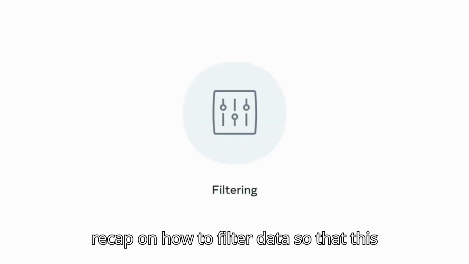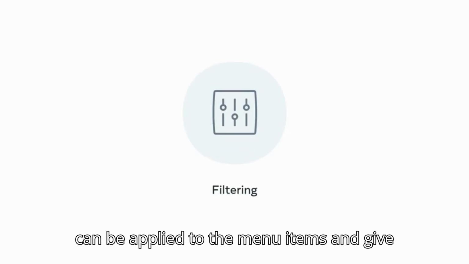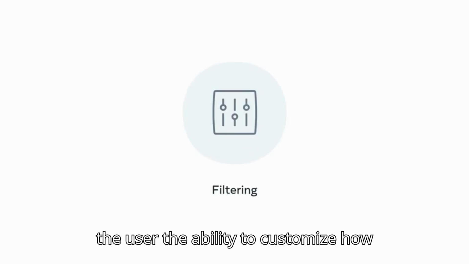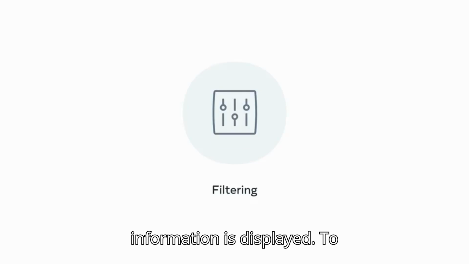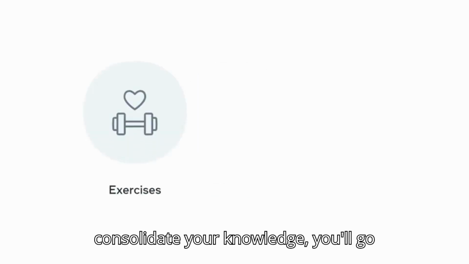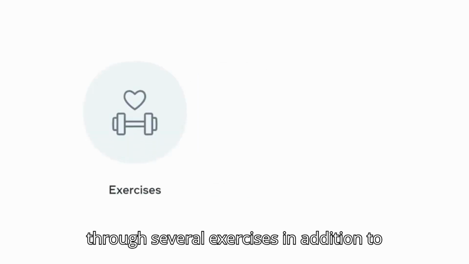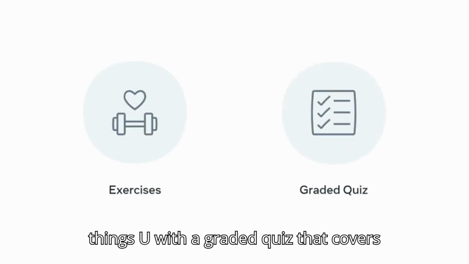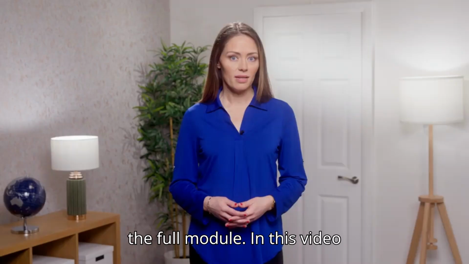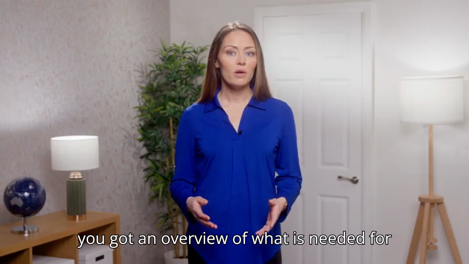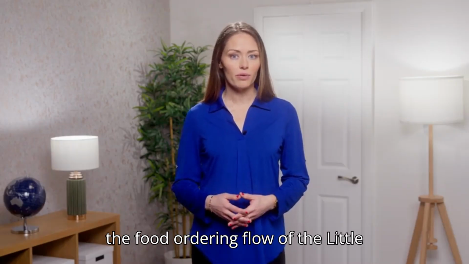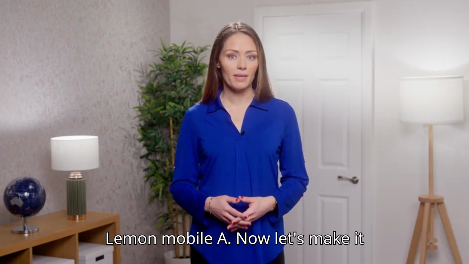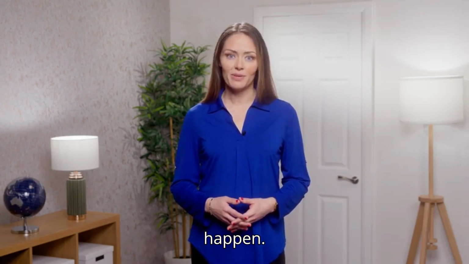Next, you'll get a recap on how to filter data so that this can be applied to the menu items and give the user the ability to customize how information is displayed. To consolidate your knowledge, you'll go through several exercises in addition to the learning material, and you'll wrap things up with a graded quiz that covers the full module. In this video, you got an overview of what is needed for the food ordering flow of the Little Lemon mobile app. Now, let's make it happen.